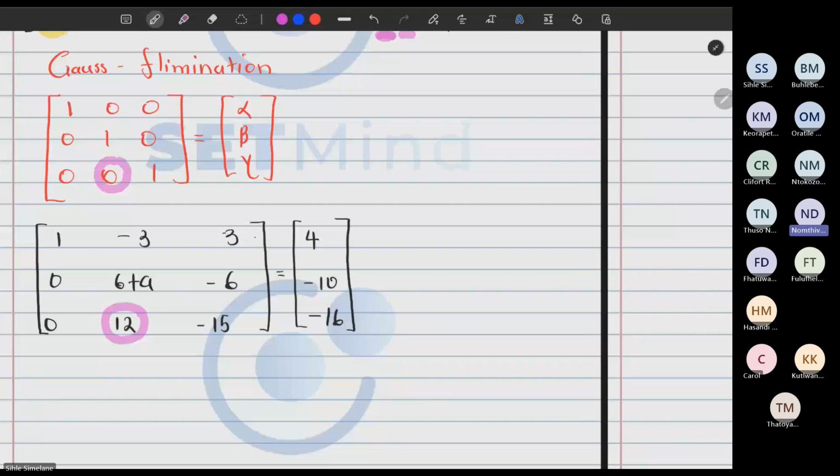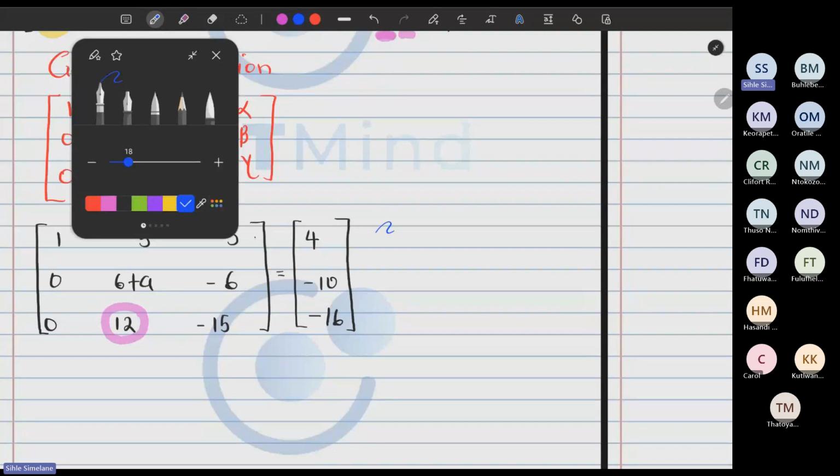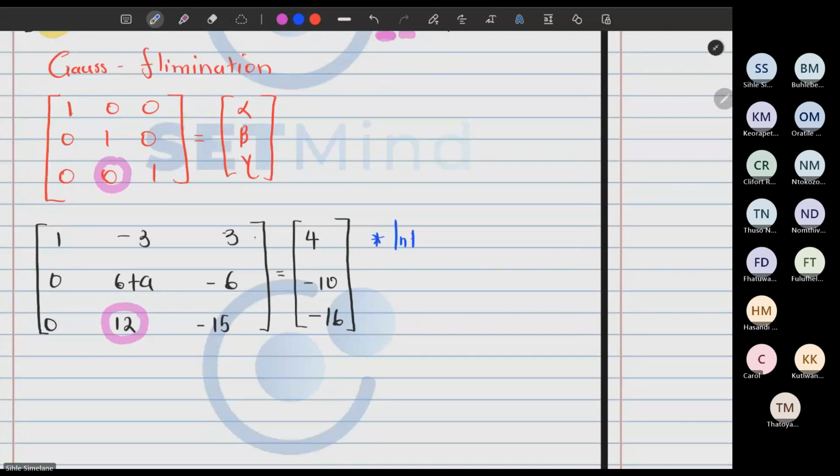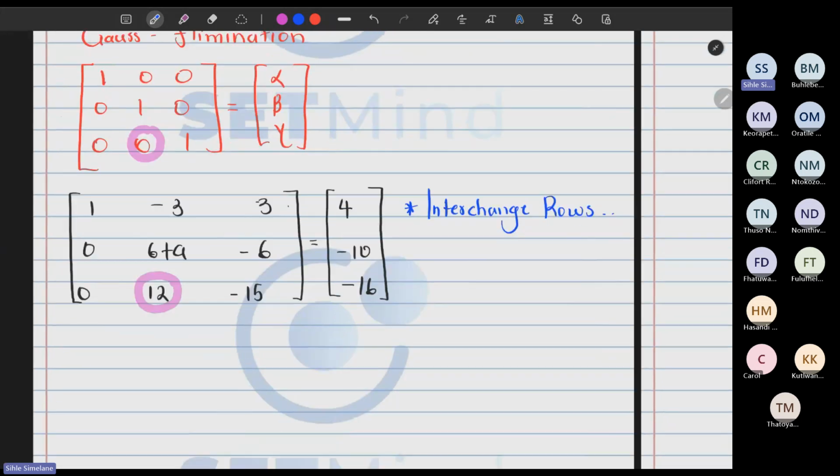Can't we just multiply row 3 by 1 over 12 and then we interchange the rows? Row 3 becomes row 2 so that we have 1 where there was 6 plus a. And then row 2 becomes our row 3. We are allowed to interchange rows. So your suggestion is on point. So please remember that you can interchange rows. Because when we interchange the rows and divide by 12, life becomes easy. We easily get that 1 which we are looking for.